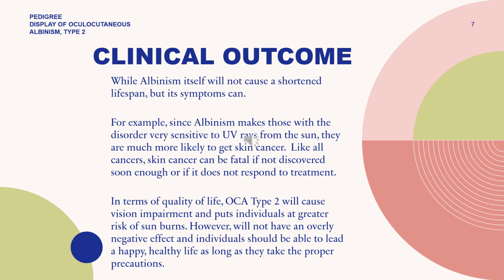So what is the clinical outcome of having OCA type 2? While albinism itself will not cause a shortened lifespan, its symptoms can. For example, since albinism makes those with the disorder very sensitive to UV rays from the sun, they are much more likely to get skin cancer. Like all cancers, skin cancer can be fatal if not discovered soon enough or if it does not respond well to treatment. In terms of quality of life, OCA type 2 will cause vision impairments and puts the individual at risk of sunburns. However, they will not have an overly negative effect, and individuals should be able to lead a happy, healthy life as long as they take the proper precautions.